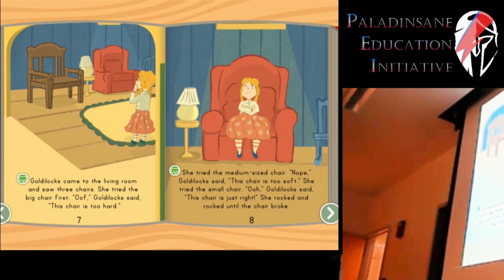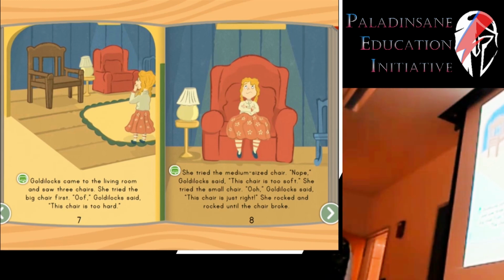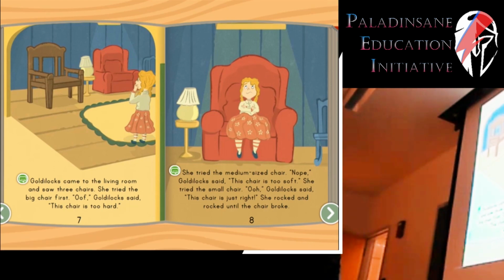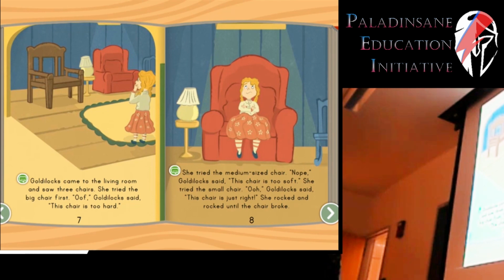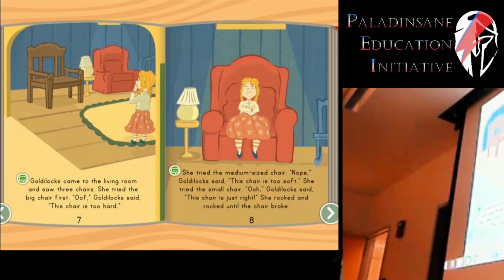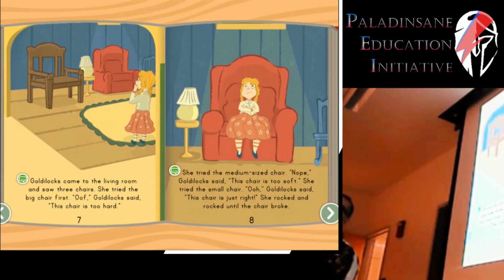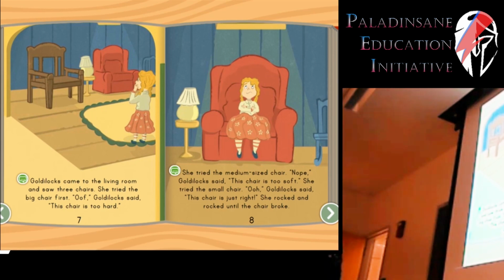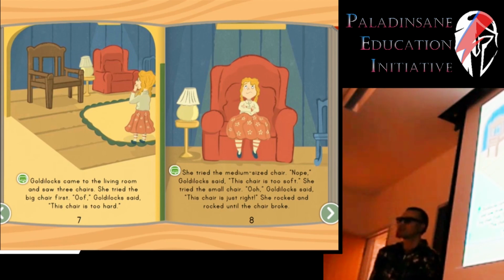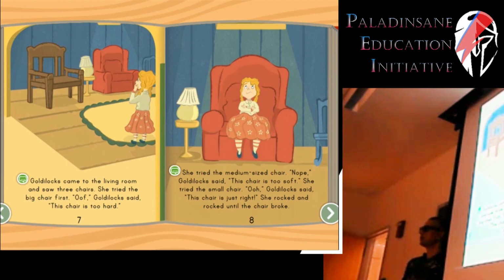So again, this is very understandable to a child. Imagine how hard it would be for a child if they were reading this story and it goes, she tried the big chair first. Oof, Goldilocks said, this chair is too hard. She then partook of the medium-sized sitting implement. Nope, Goldilocks uttered. This Chesterfield is far too unsupported, right? What's the child going to be sitting there thinking? The child's going to be like, I'm lost. I'm completely confused. Where's my structure?